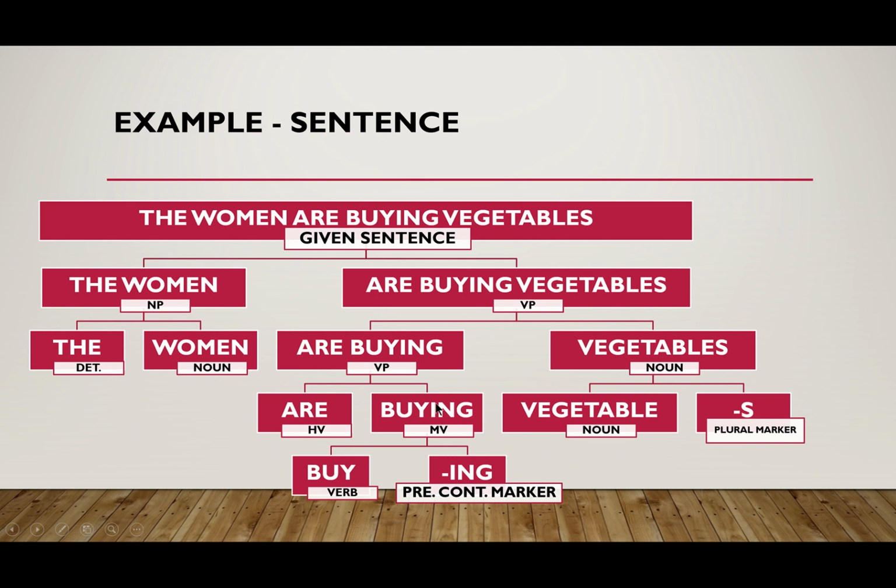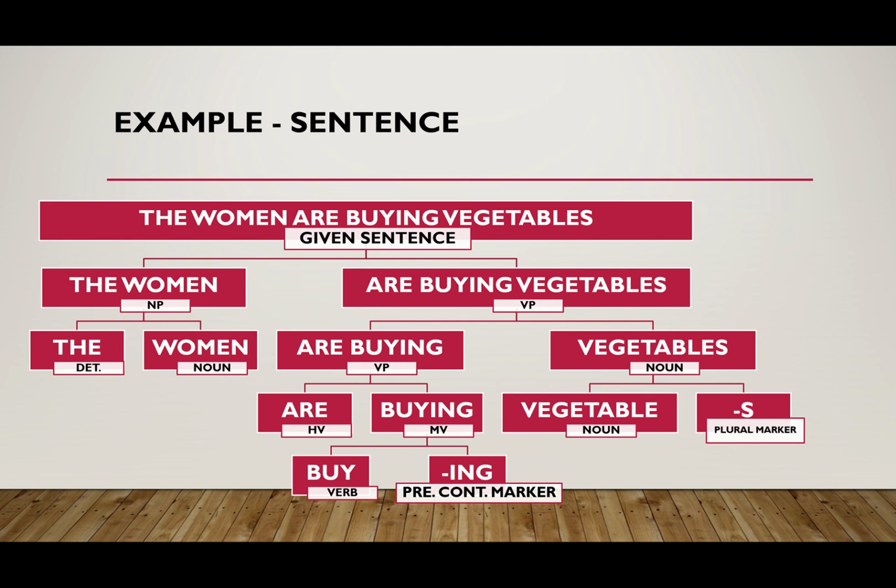MV. Okay. Now this buying can be further divided into buy plus ing. Buy is verb. Ing is a present continuous marker here. It's a suffix also. Okay. Similarly, vegetables, which is a noun, can be further divided into vegetable and s. Vegetable is a noun and s is a plural marker. So this is a simple sentence, and we have had a look at the IC analysis of this simple sentence.